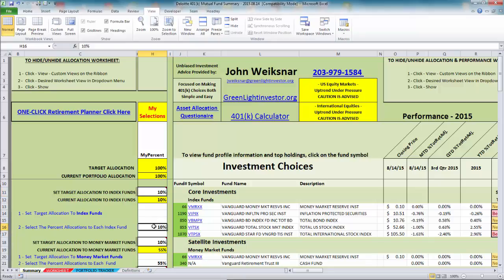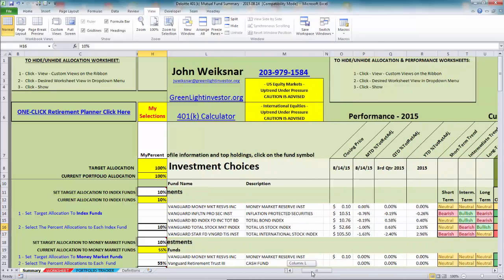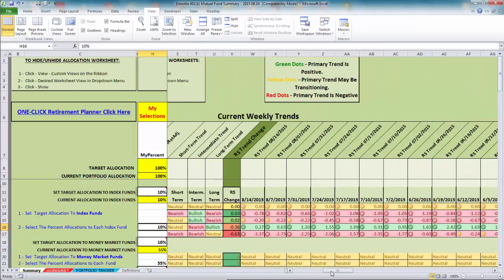Right now we have a 10% allocation to this index fund. And to see how we're doing, let's simply slide over. And as long as we're showing a green light and a green light, we're okay to stay in here. Even though we are seeing a number of weeks where this has gotten weaker, we won't make any changes in it until we see a red light appear.